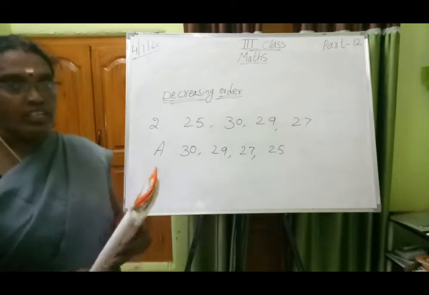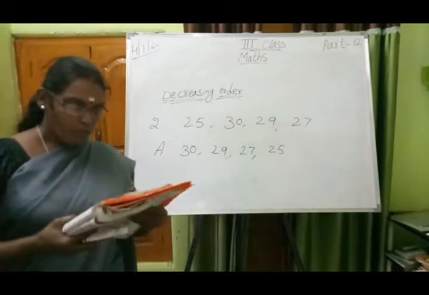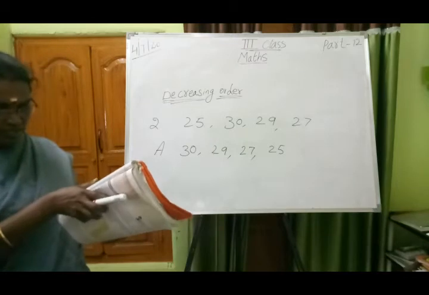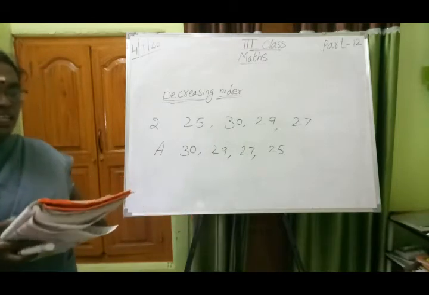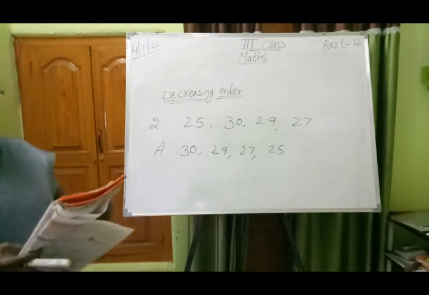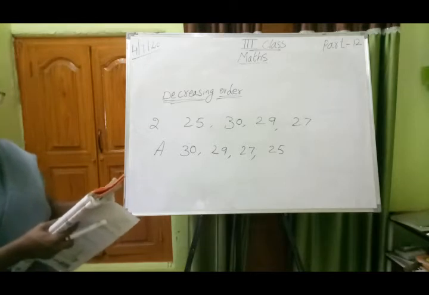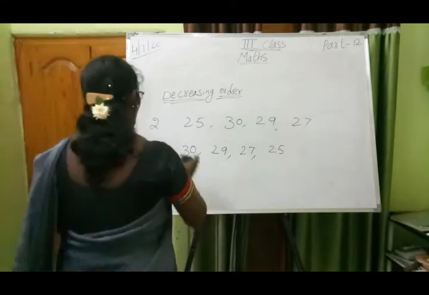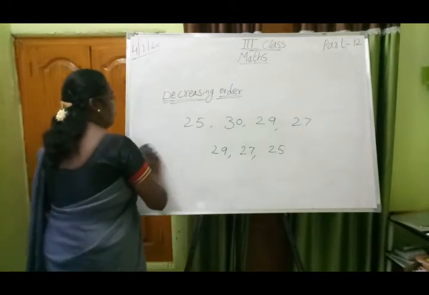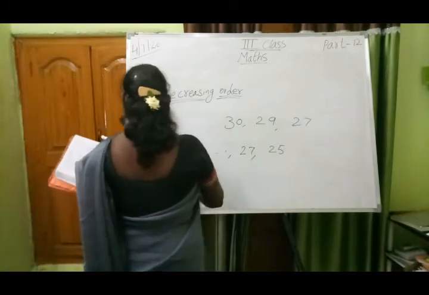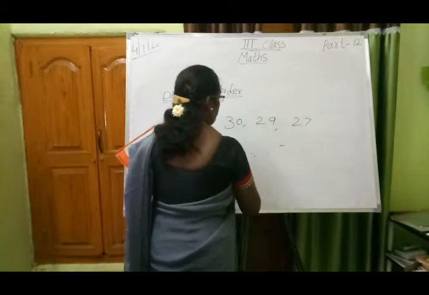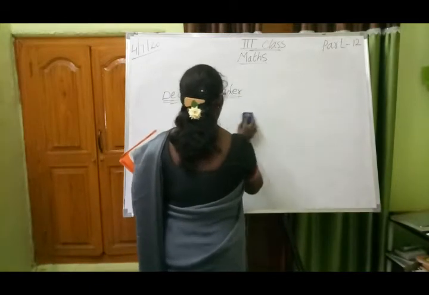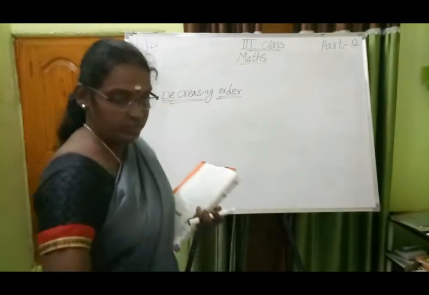Okay, children. Now we go to the test book. Open your test book. Page number 90. Open all of you. Page number what, children, I told? 90. Page number 90. Okay, children.